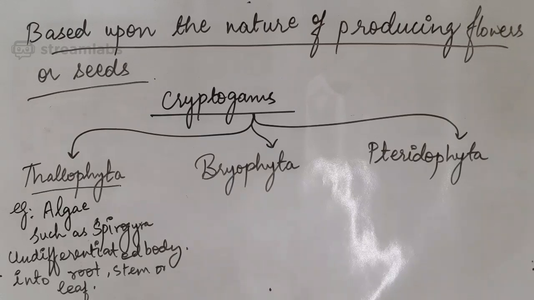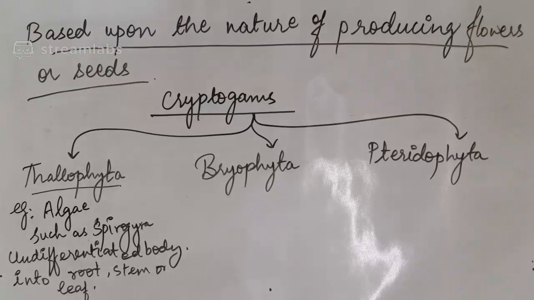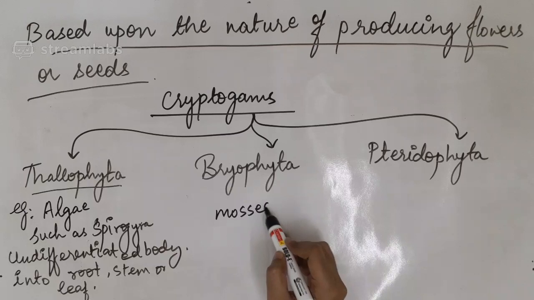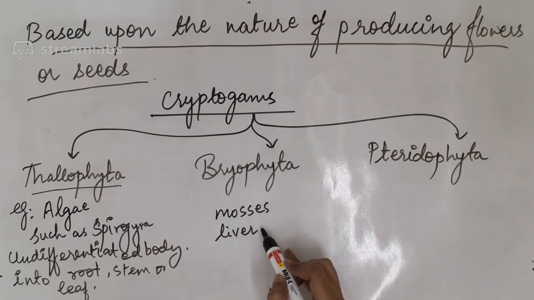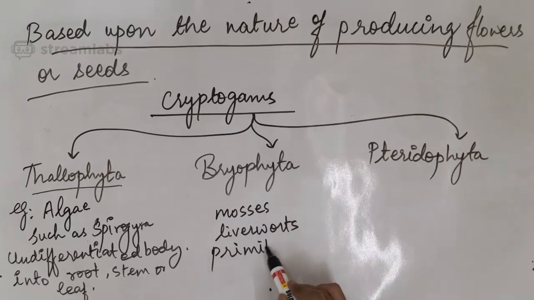Second one is the Bryophytes, and these are the primitive multicellular plants which grow in moist places. They require water for reproducing. Examples are mosses and liverworts. Okay, now how are these? Primitive multicellular plants.